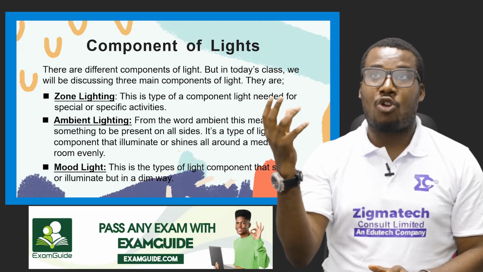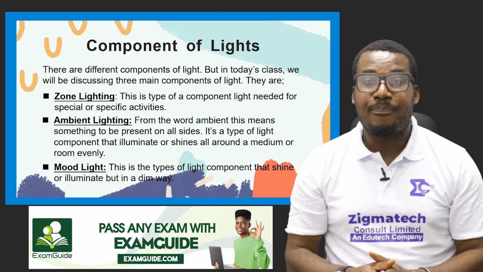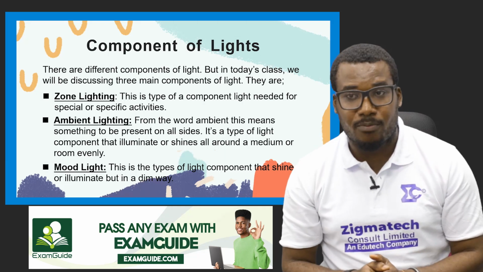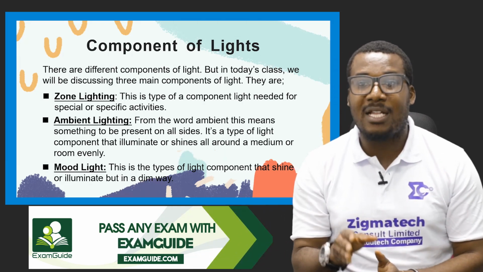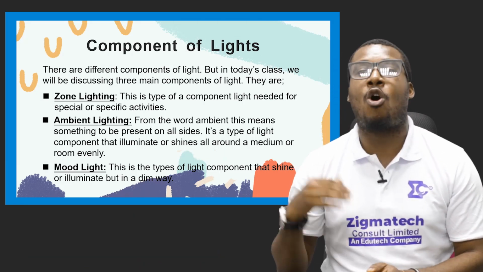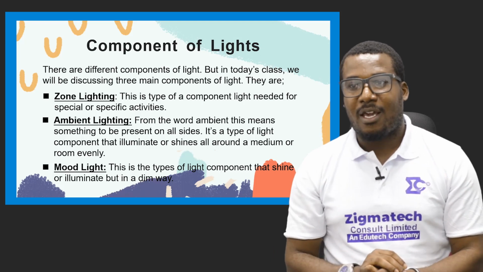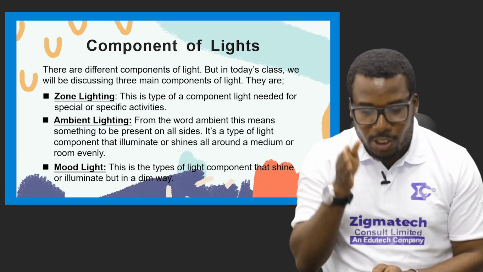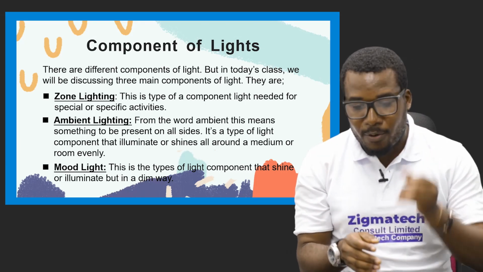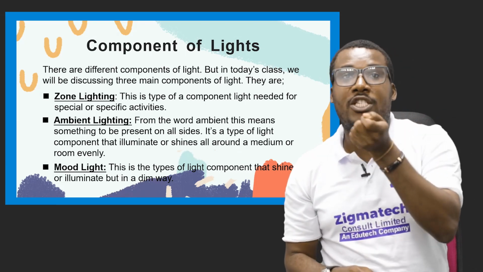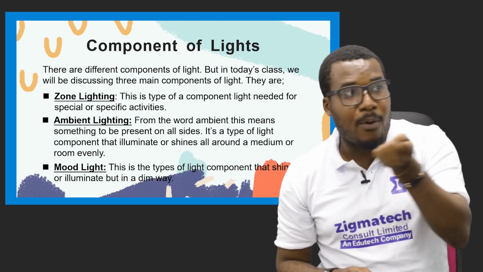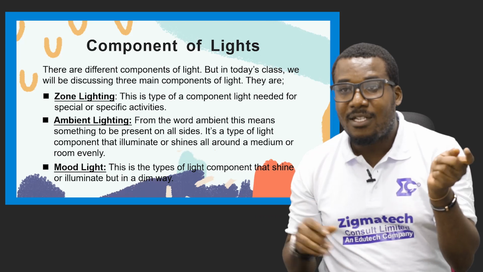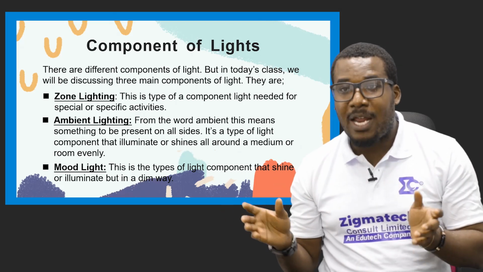If the lighting is strong, as in this case you can see me clearly, it means the light is filling up the ambience of this room. So from the word ambient, this means something to be present on all sides. It's not like the zone where it is specifically directed towards one particular thing. For example, you flash your torch, you can only see what you want it to see. If you point it to the south, it will look at the south. Meanwhile, the other side will be dark. You point this way, that side will be dark.